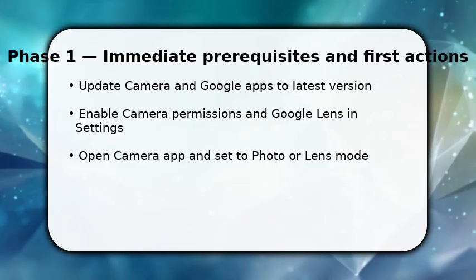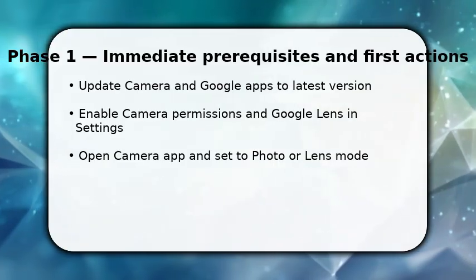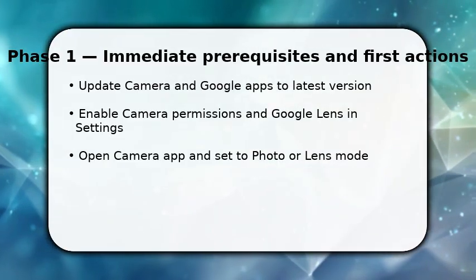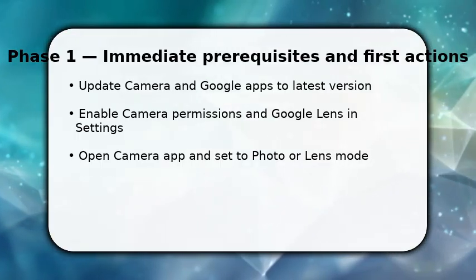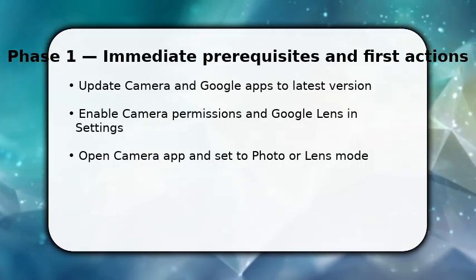You start by preparing the phone, update the camera and Google Apps so lens features are current. Once done, make sure camera has camera and storage permissions, and enable Google Lens or search in camera settings.